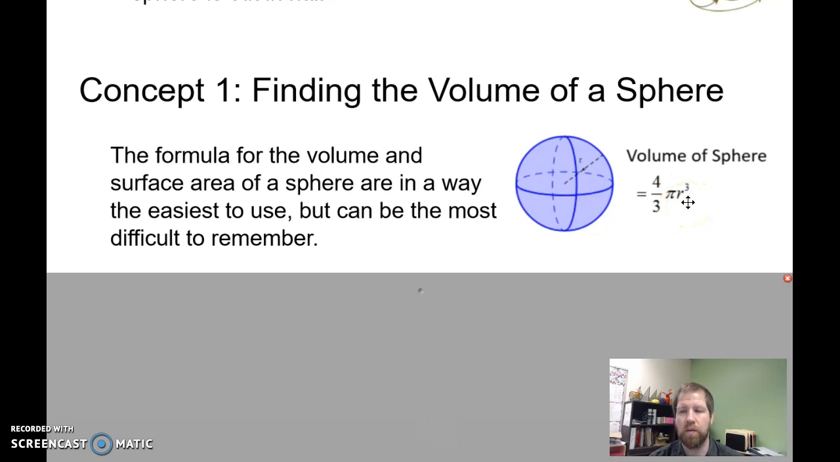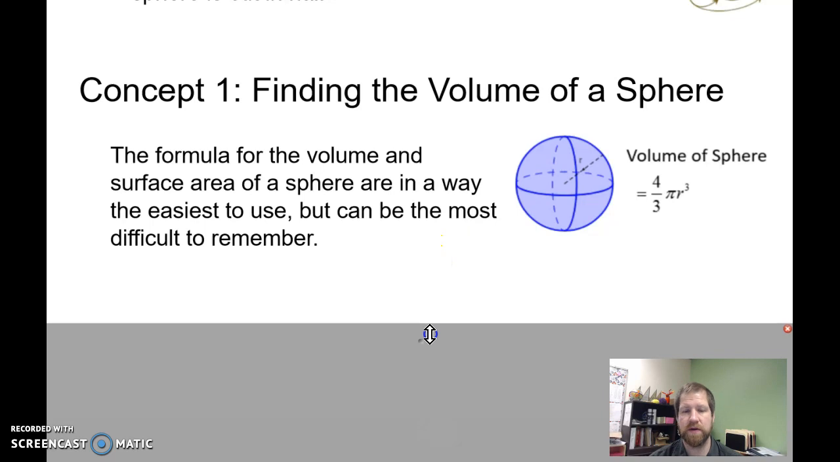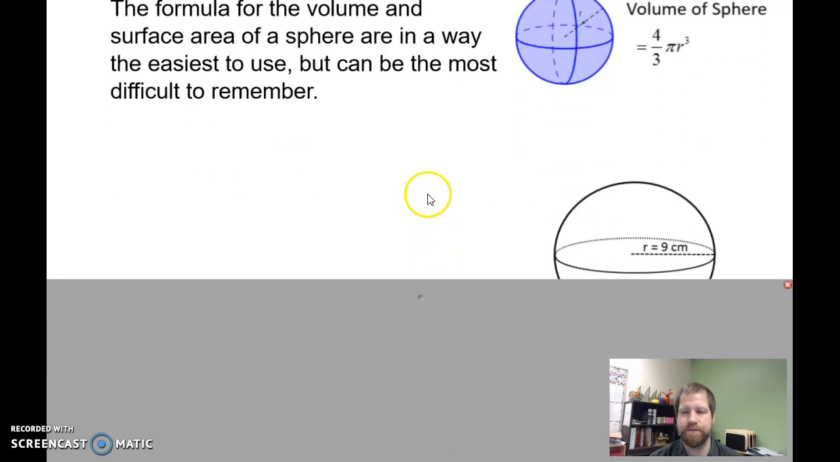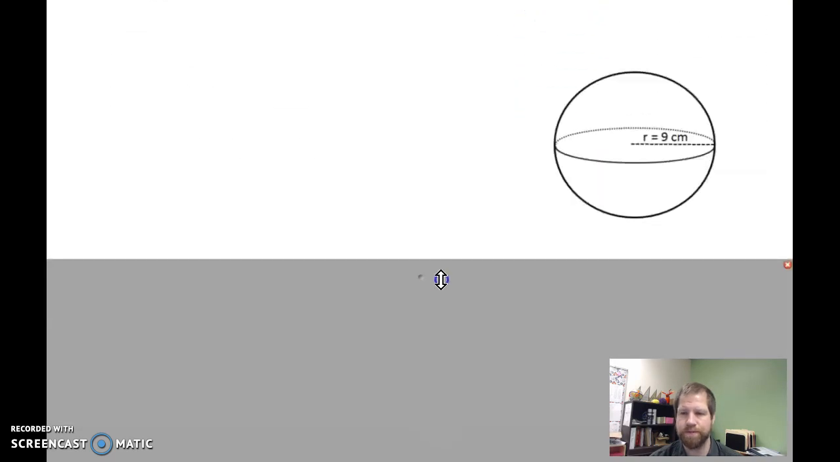What we do have to do is cube it, and you have to remember that you're going to be multiplying it by 4/3. So that's going to be your formula for the volume of a sphere. It is one of the harder ones to remember, but if you can, it should be fairly straightforward to figure out. So let's do a couple.